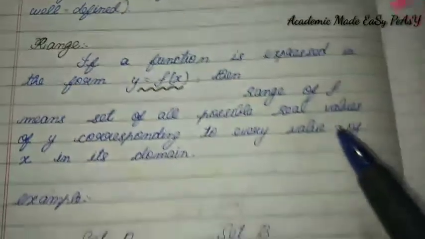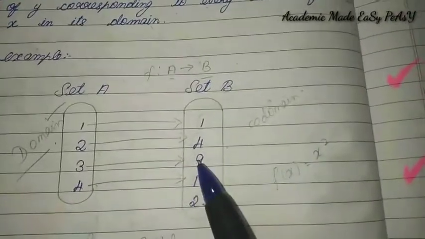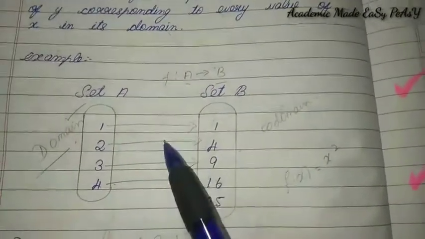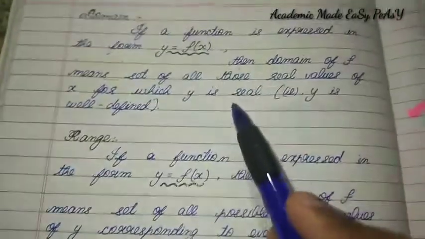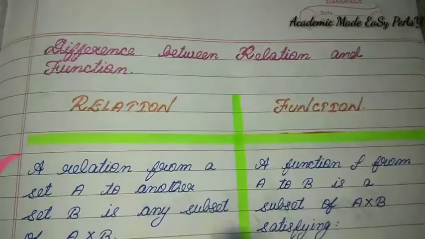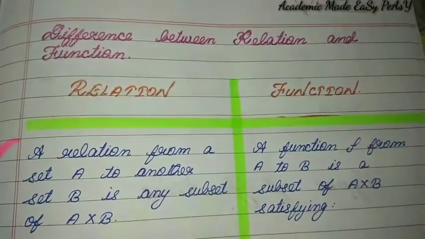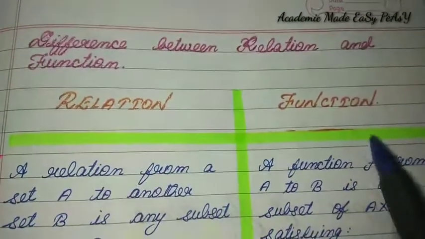So corresponding values, that is this one we saw, isn't it? The corresponding value, that is the mapped elements, is called range. I think domain and range is clear now. What is the difference between relation and function? So first, relation and function.